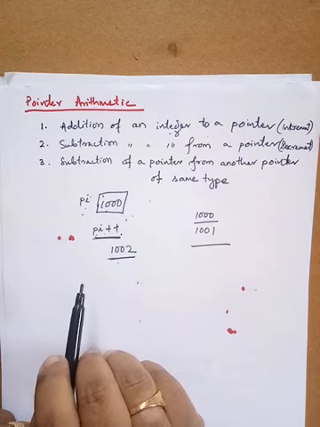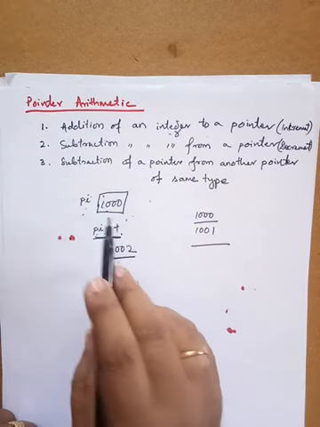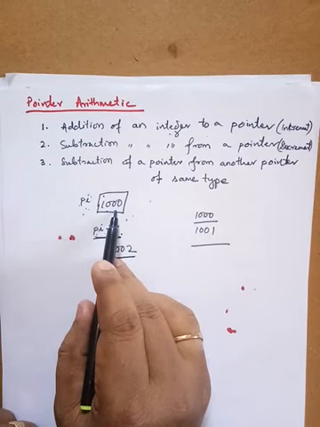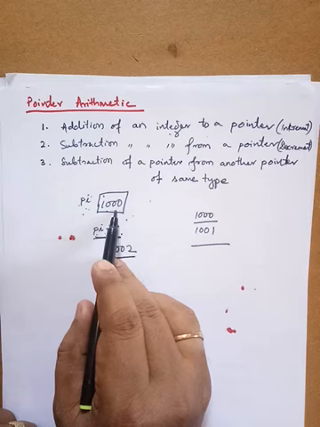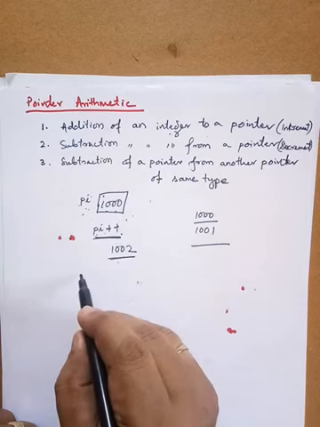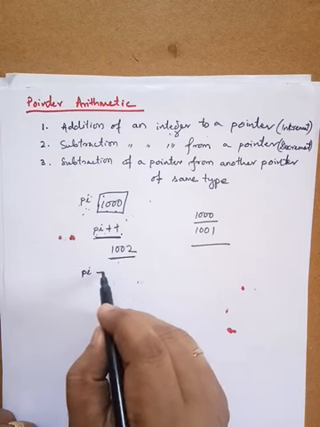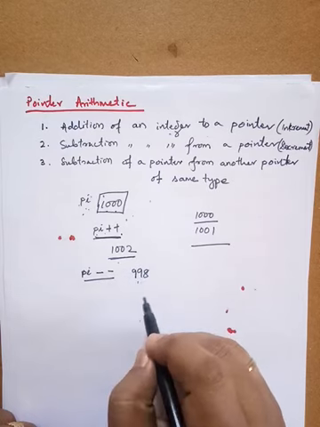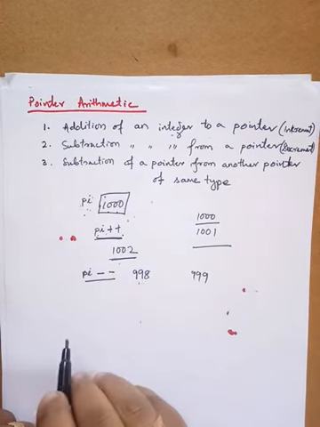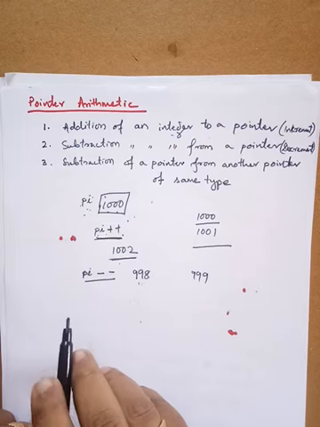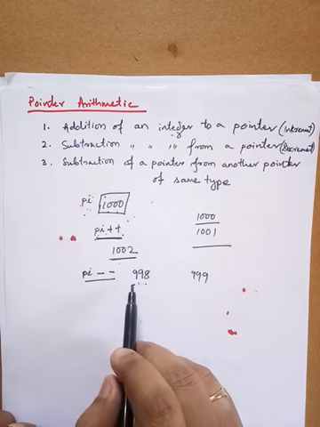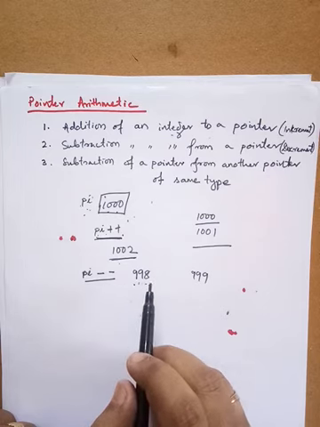Similarly, by decrementing this pi value, suppose pi holds the value 1000, which is the address of another variable. By decrementing, pi minus minus, we will get the value 998 instead of 999. If we decrement by 1, it will decrement automatically by 2 because the size of the integer data type is 2.